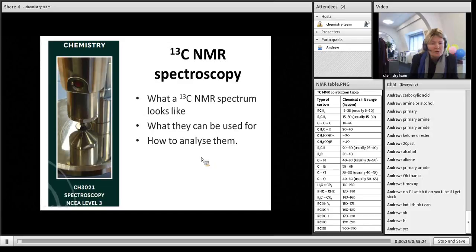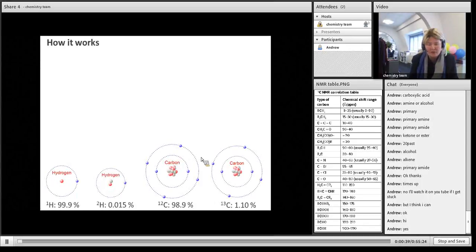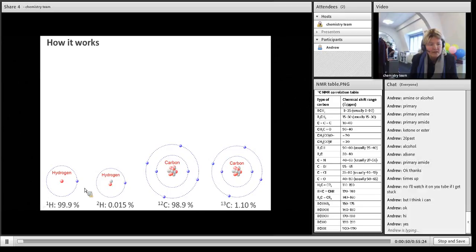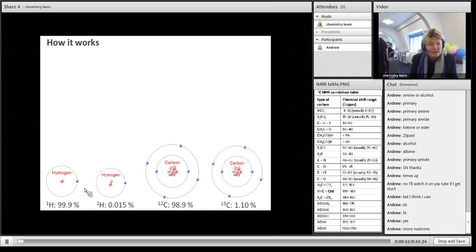Now, carbon-13, I hope you remember from your basic chemistry, involves isotopes. So here I've got different isotopes. Do you remember what an isotope is? More neutrons, yep. So a differing number of neutrons. Same number of protons, differing number of neutrons.